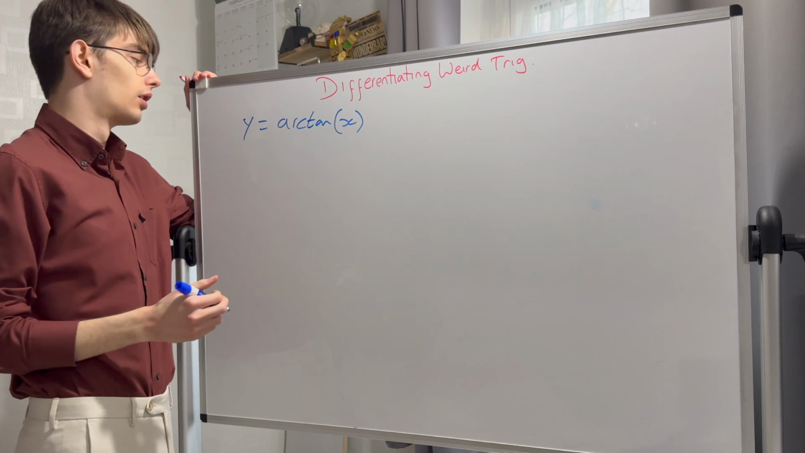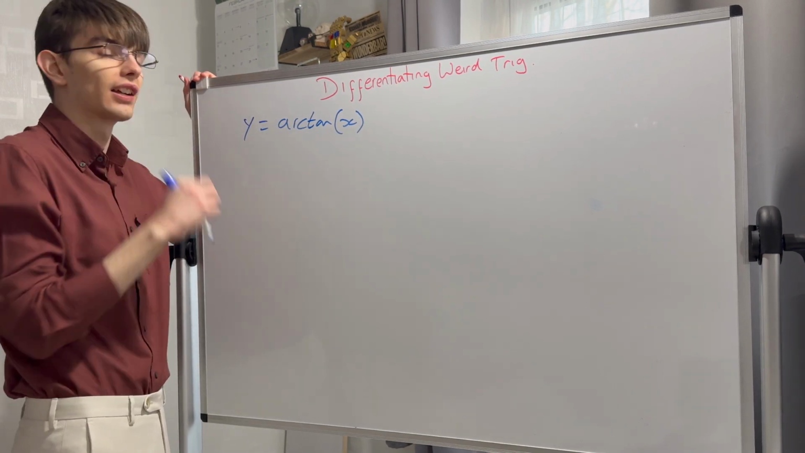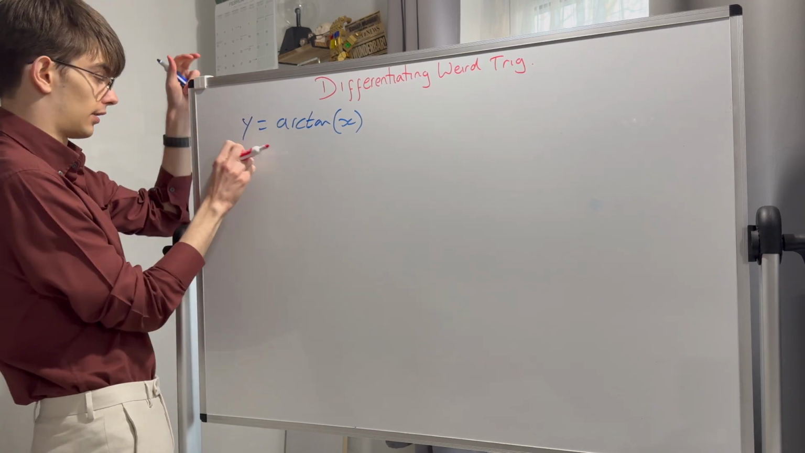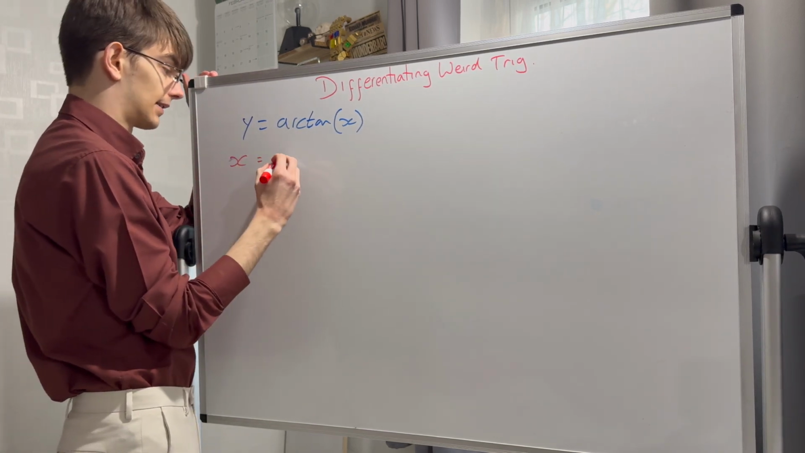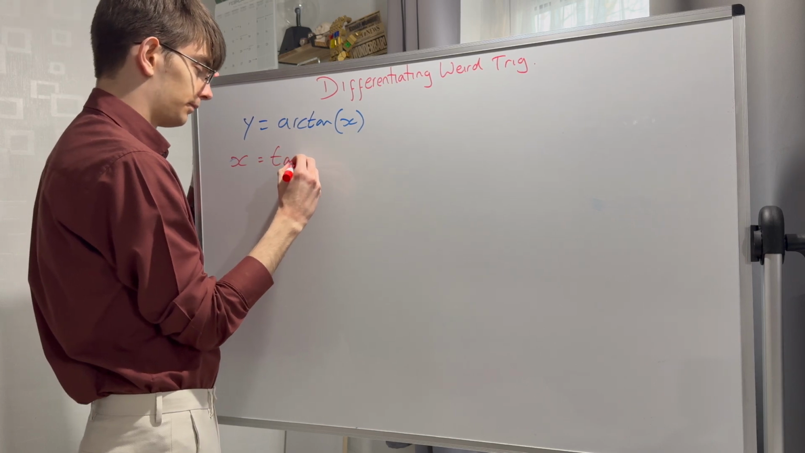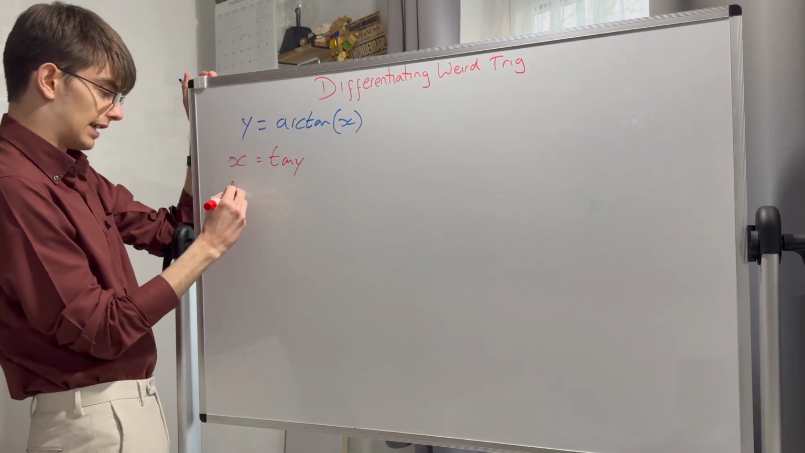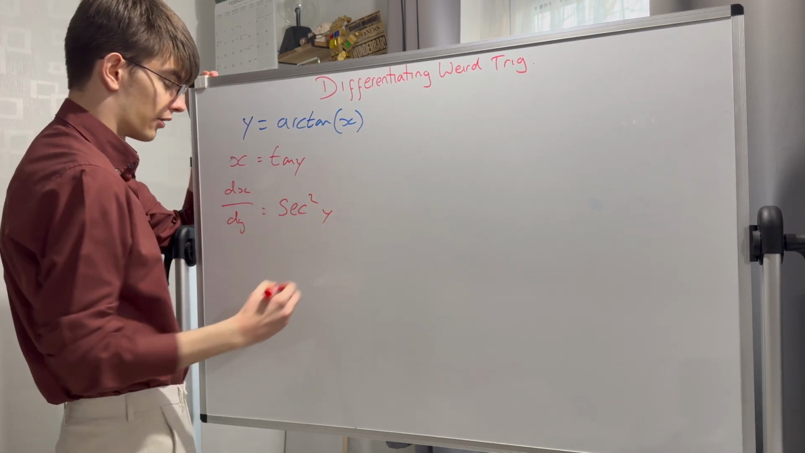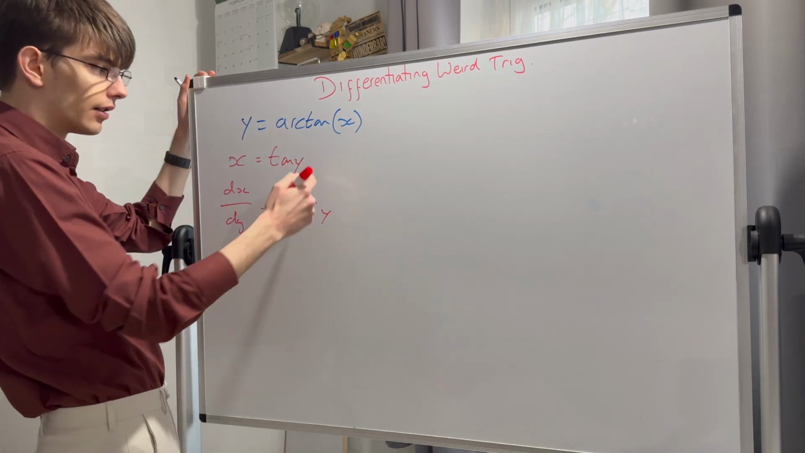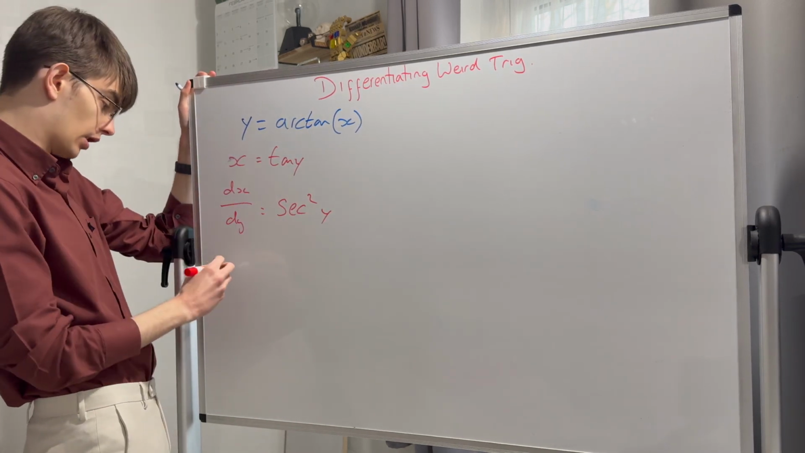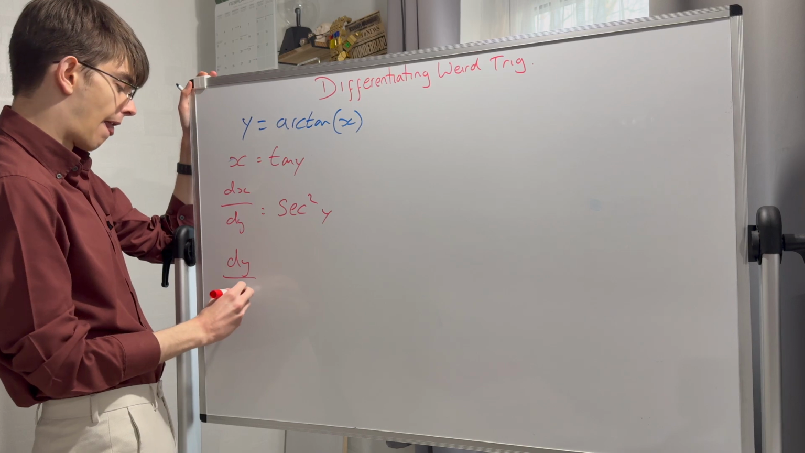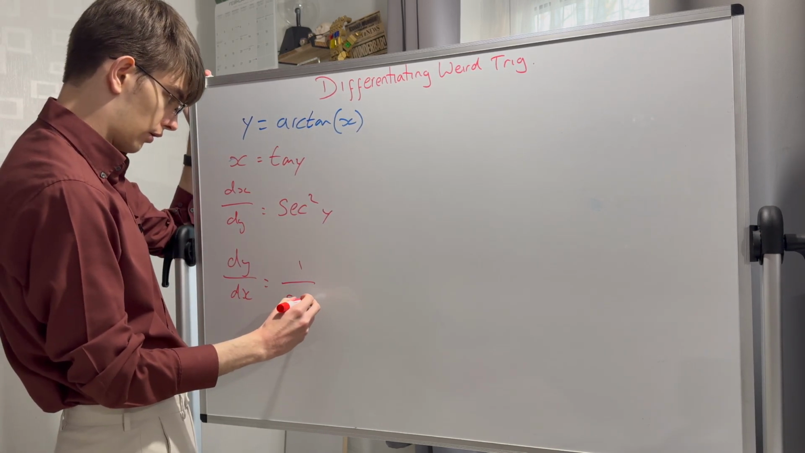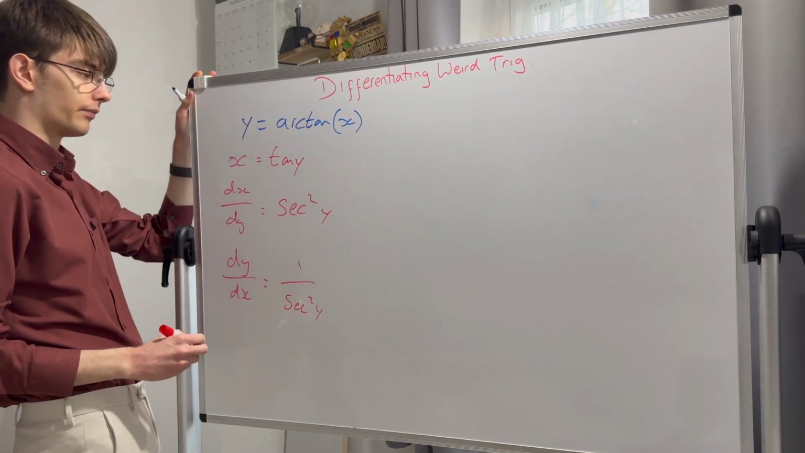And finally, last one, y equals arctan of x. Should know the process by now. Use red, keep it consistent. x is equal to tan of y. dx by dy, the derivative of tan is sec squared y. Again, for proof of that, check out the quotient rule video. So dy by dx equals 1 over sec squared y.